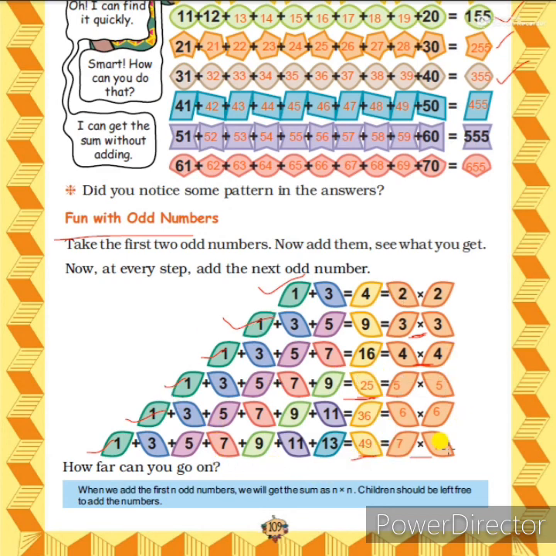In this way we can make some other kinds of patterns. Put any number, or if you want to take even numbers, we can make another type of pattern this way also. Students, you try to make other types of these patterns. So we have completed this page 109. Next page we will take in the next video.